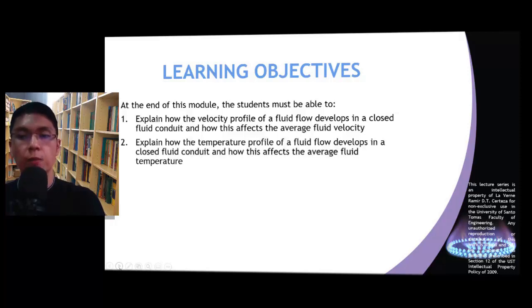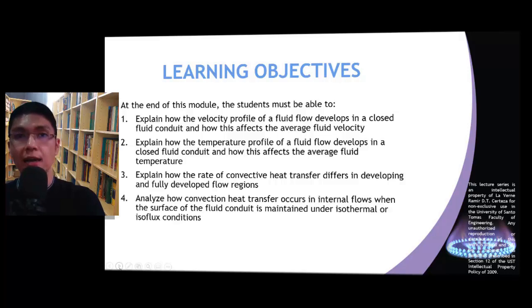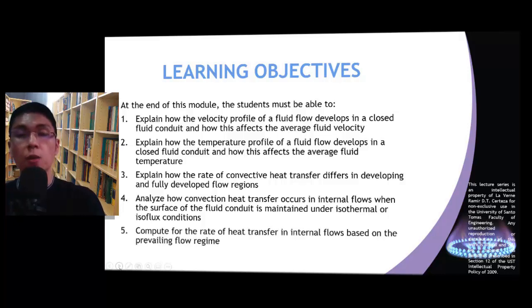Explain how the temperature profile of a fluid flow develops in a closed fluid conduit and how this affects the average fluid temperature. Explain how the rate of convective heat transfer differs in developing and fully developed flow regions. Analyze how convection heat transfer occurs in internal flows when the surface of the fluid conduit is maintained under isothermal or isoflux conditions, and compute for the rate of heat transfer in internal flows based on the prevailing flow regime.